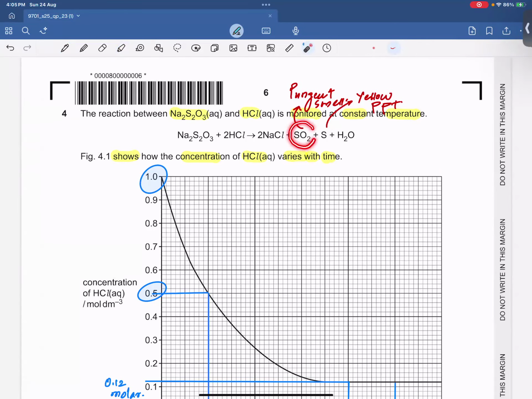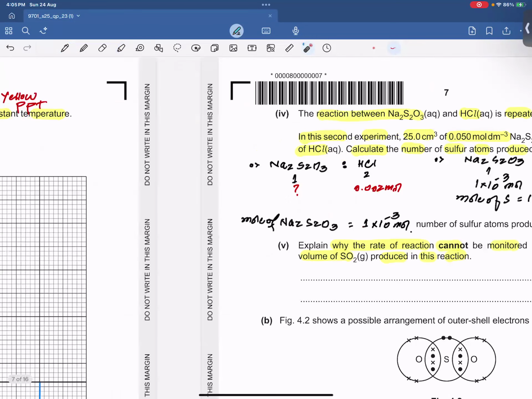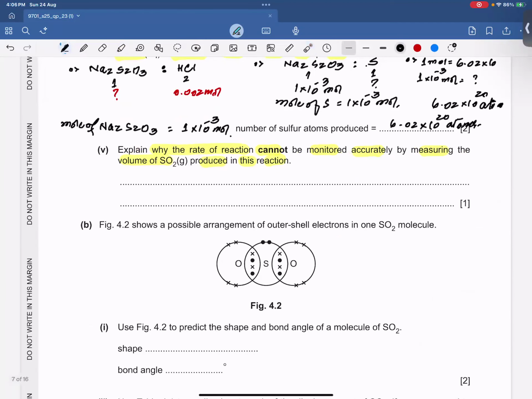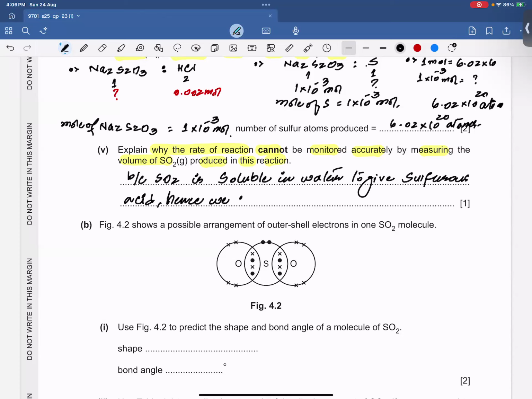Because sulfur dioxide is soluble in water, so it will dissolve in water, okay? So if SO2 is soluble in water, obviously we cannot find the accurate volume of SO2. Because sulfur dioxide is soluble in water to give sulfurous acid. Hence, we cannot measure the volume of SO2.